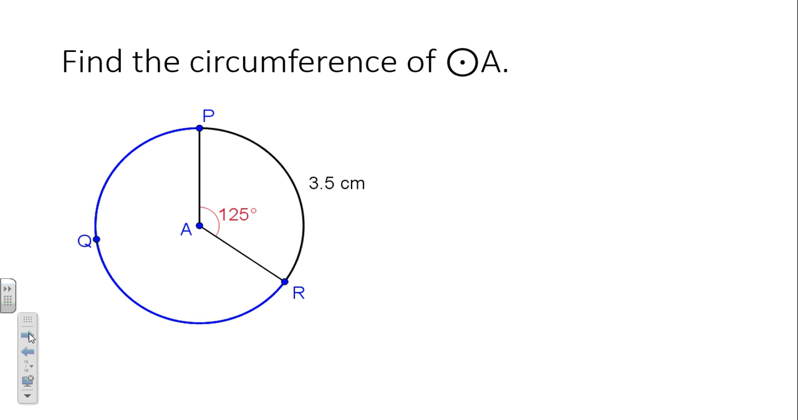So let's just do our 125 out of 360, right? So 125 out of 360 is the portion that we're working with here. That times the circumference is going to be equal to the arc length, isn't it? Does that make sense?